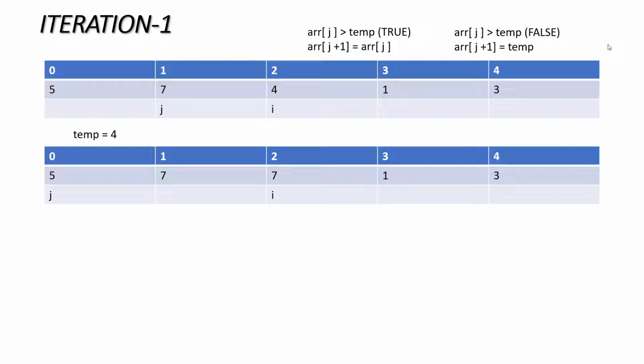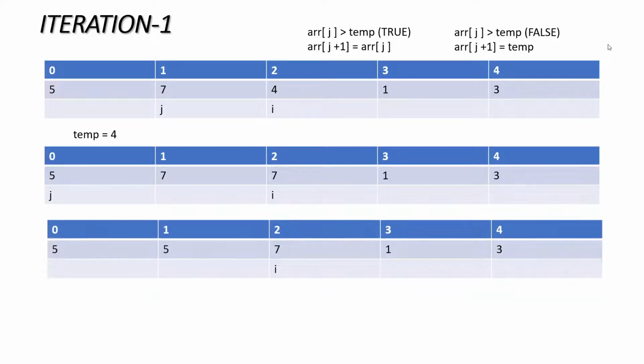Now I just decremented j. Now j is at index 0. Again I have to check the same condition whether the element at index j is greater than temp or not. Here the element at index j is 5 and temp is 4. Here 5 is greater than 4. That means the condition is true. Then what do I have to do? I have to insert the element at index j into index j plus 1. After inserting, here it looks like this.